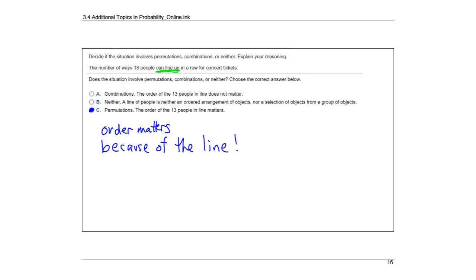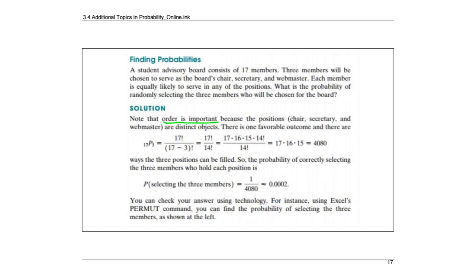All right, decide if the situation involves permutations, combinations, or neither. Explain your reasoning. The number of ways 13 people can line up in a row for concert tickets. Okay, so in class, we usually have a lot of discussion about this, but I figure if you're lining up, order matters because if they try to give a ticket to the 13th person and I'm the first person, I'm going to be really upset. So we're going to say that order matters and that means it's going to be a permutation.